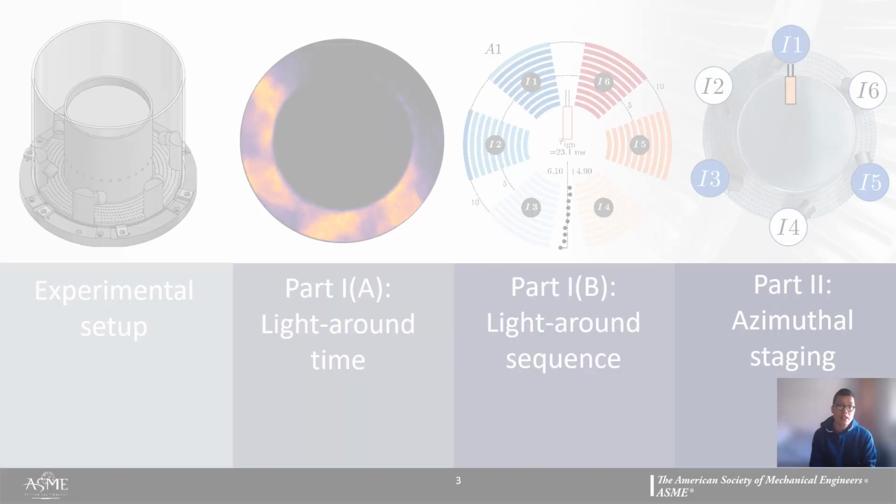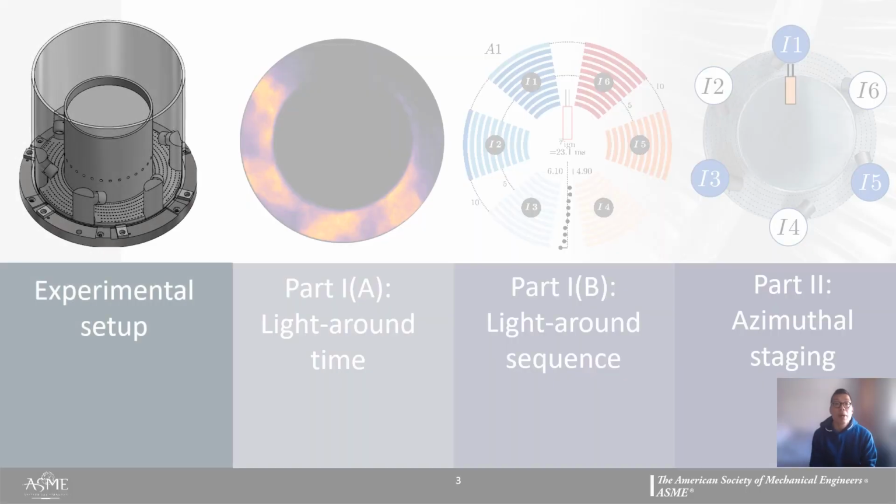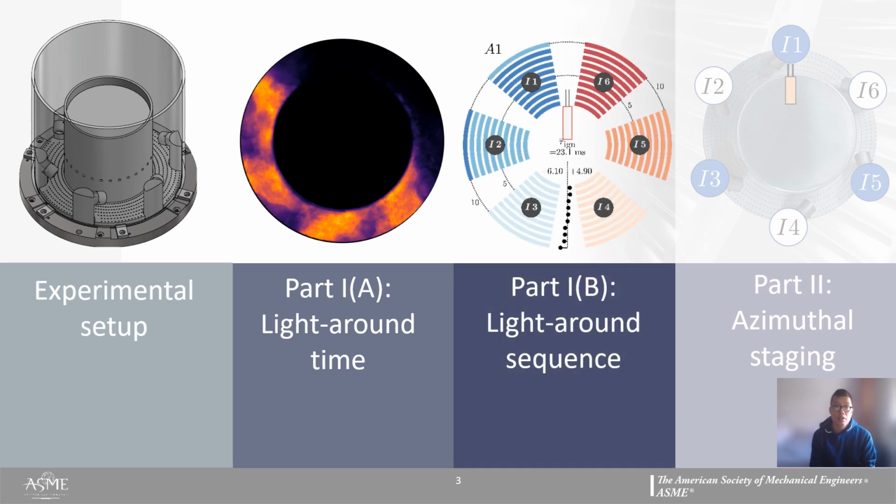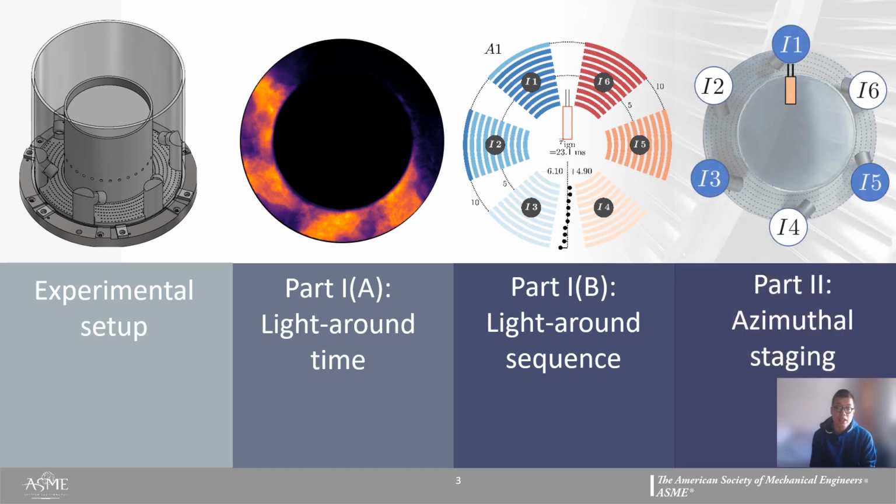In this presentation, we'll start off by introducing the experimental setup of the laboratory scale combustor used in our study, followed by the characteristic ignition time in an annular combustor known as the light around time. Then we'll be discussing the light around sequence through the use of ignition maps as shown over here. And finally, the impact of azimuthal staging on ignition dynamics.